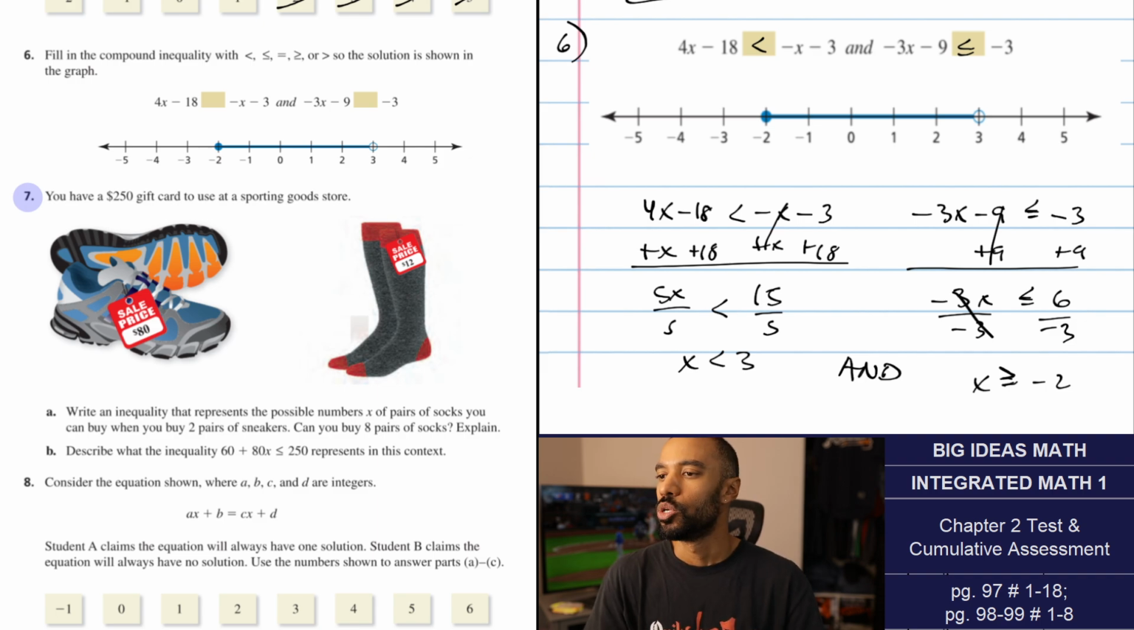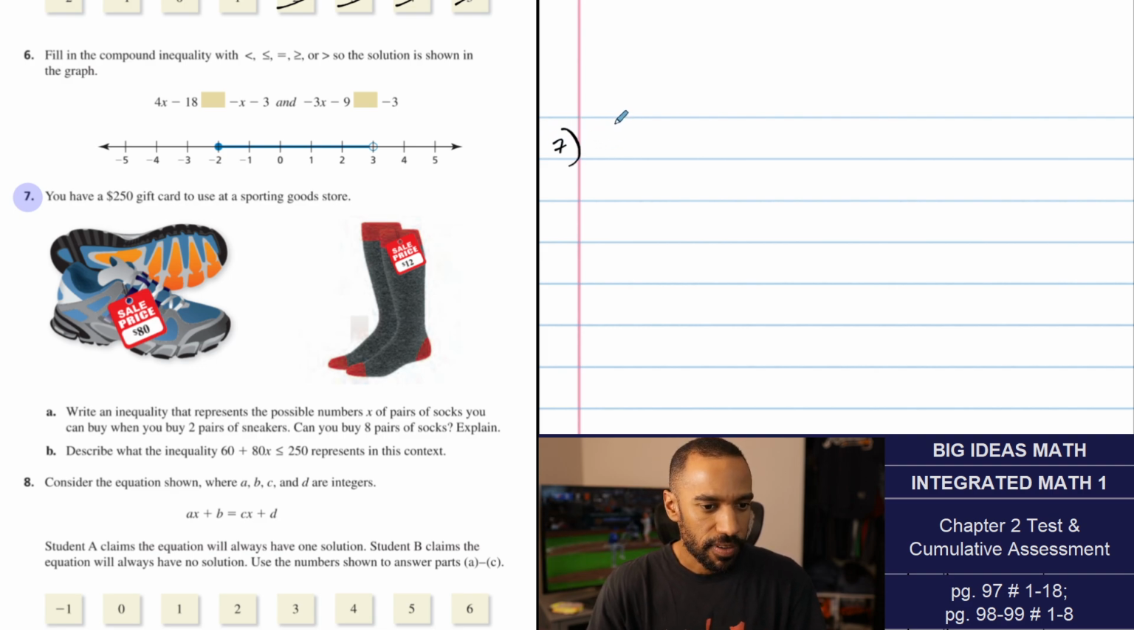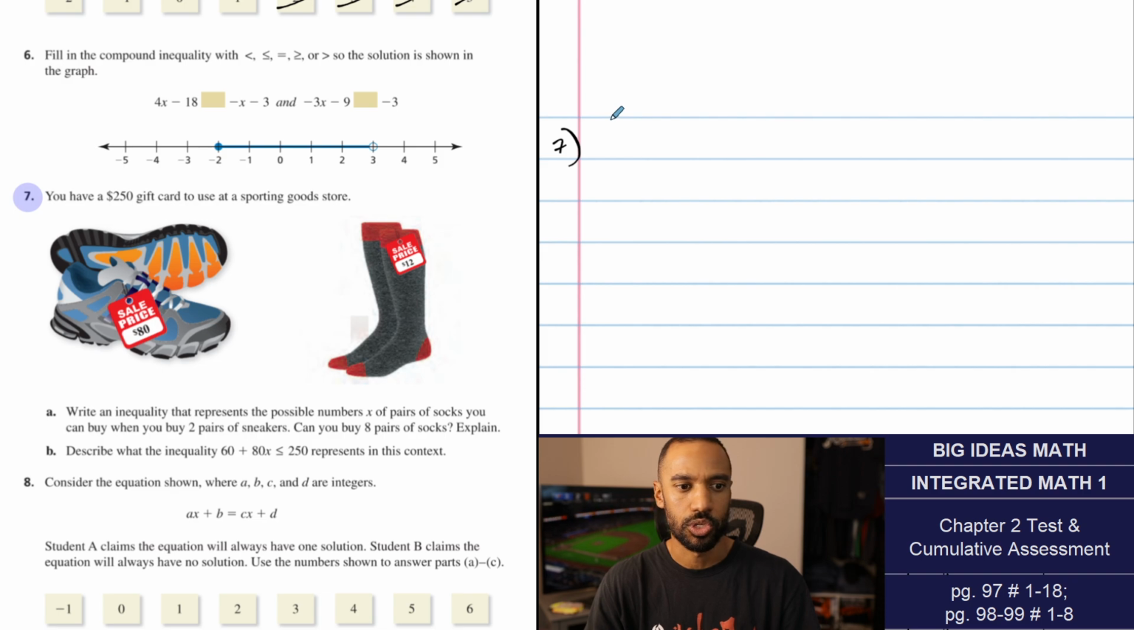Number 7, you have a $250 gift card to use at a sporting goods store. Write an inequality that represents the possible numbers x of pairs of socks you can buy when you buy 2 pairs of sneakers. Can you buy 8 pairs of socks? Explain. We have a sale price of $80 on the shoes and $12 on the socks. You have a $250 gift card.